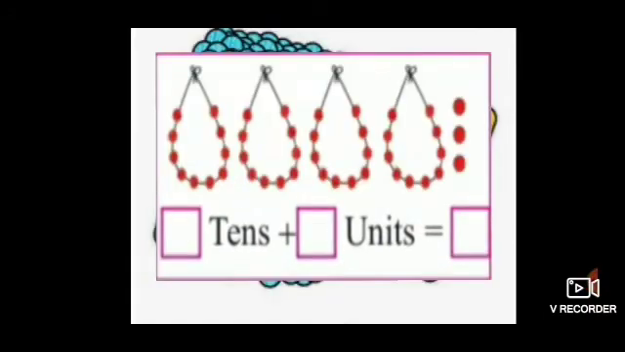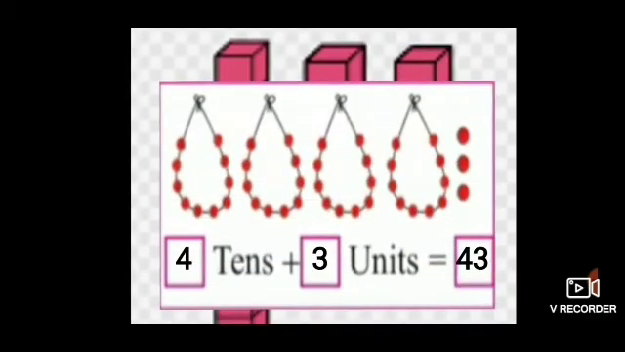Here there are 4 groups of 10 beads. And units are 3. 1, 2, 3. So 4 tens, that is 40, and 3 units. 40 plus 3 is 43.